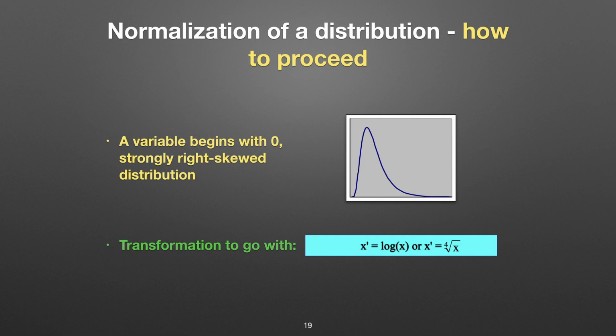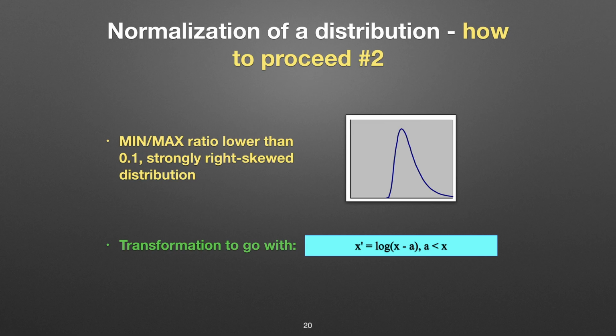This slide gives the first practical recipe. If a variable starts at 0 and shows a strongly right-skewed distribution, then useful transformations include log x, or the 4th root of x. The general goal is to compress the long right tail and make the distribution more symmetric. So this is one of those moments where a simple mathematical function can dramatically improve the behavior of the data, which is honestly one of the more satisfying things in chemometrics.